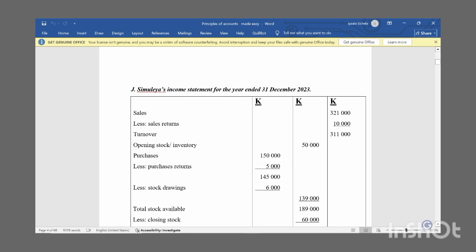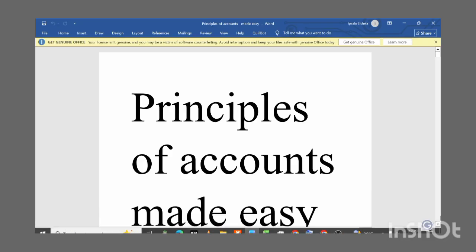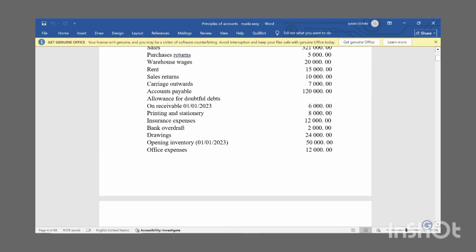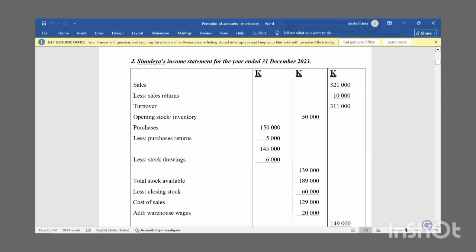So when we are preparing the income statement or trading profit and loss account, the first thing we record is what we call sales. So what is the figure for sales? Let's look for it. The figure for sales is 321,000. So now we record the 321,000, which is this one here.